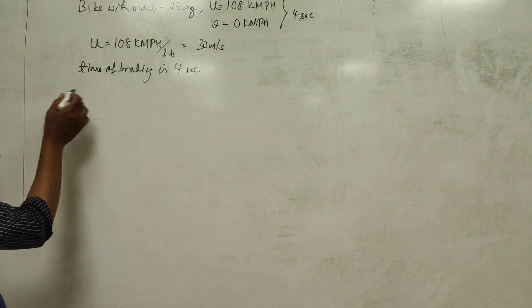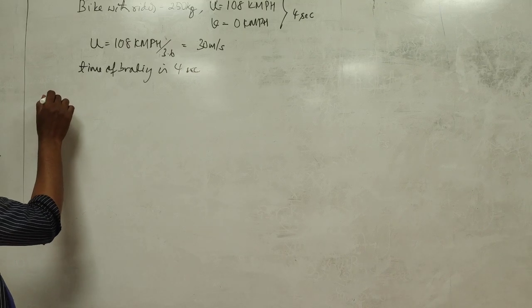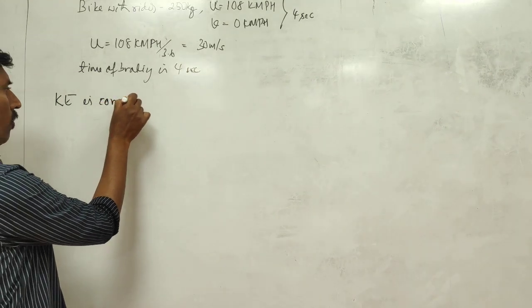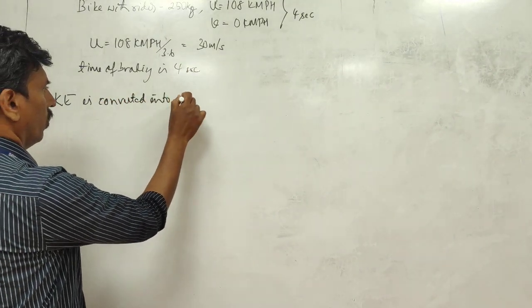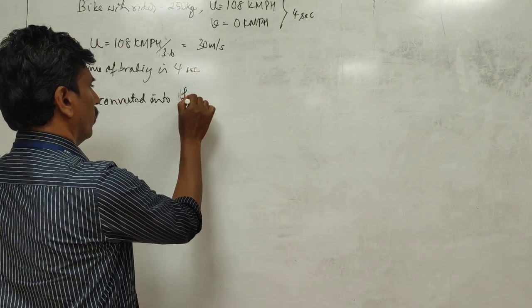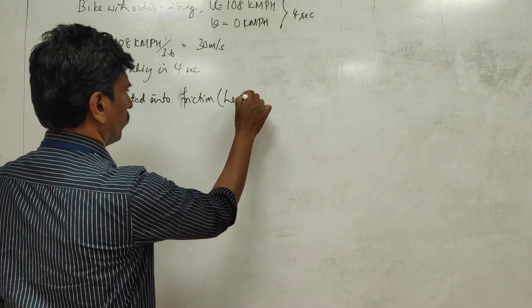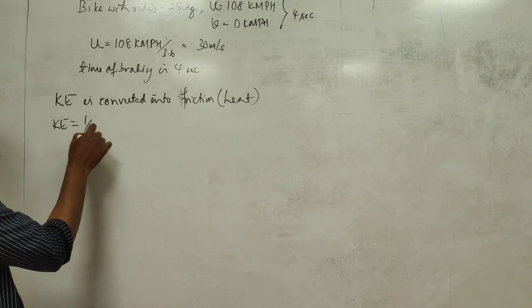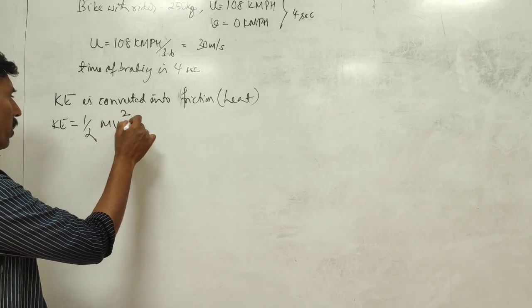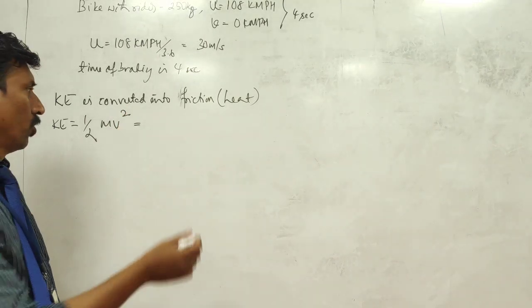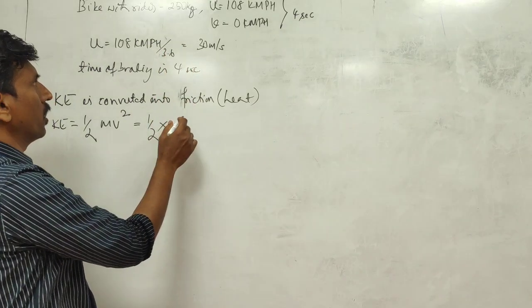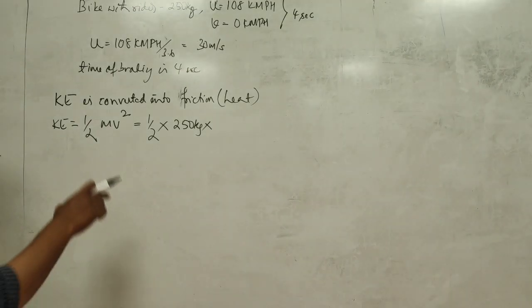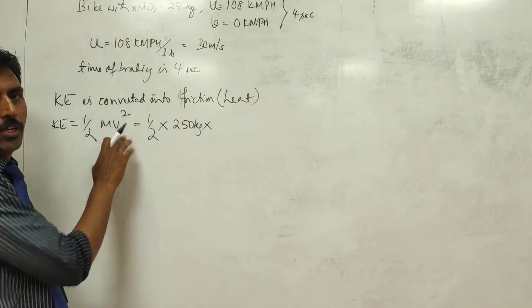So let us see what the initial energy is. Kinetic energy is converted into friction, that is heat. So let us find out what the kinetic energy is when it is going at 108 km per hour. Kinetic energy is given by the formula K equals half m v square. Mass of the vehicle is around 250 kgs along with the rider. And here v should actually be delta v.